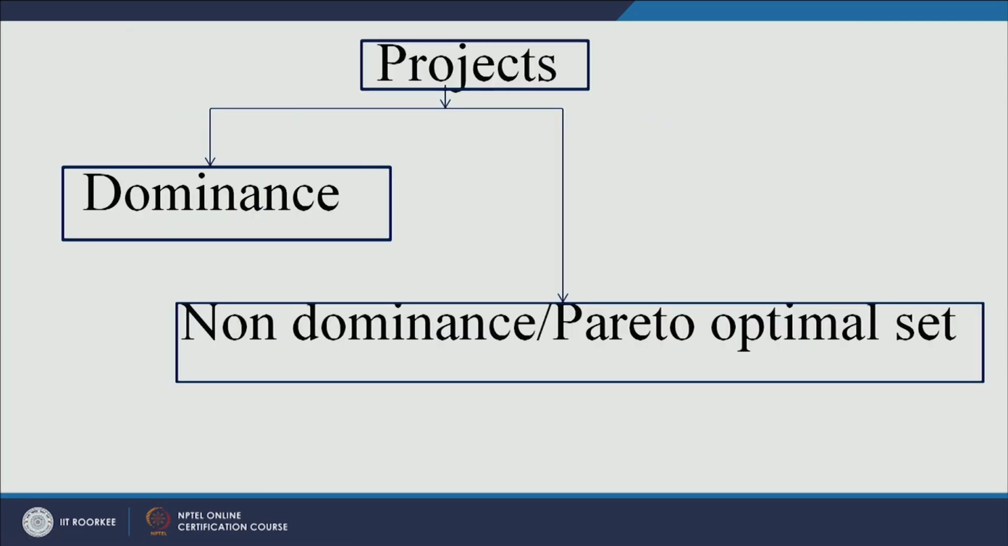When you have several projects, then you can have two types of sets. First is the dominance project, and the other one is the non-dominance or Pareto optimal set. When I say dominance, it means out of 10 projects there is one clear winner which you would be taking up for your organization. But when you say non-dominance or Pareto optimal set, you have got several projects which would be giving you similar profit or similar IRR or similar payback period, right.